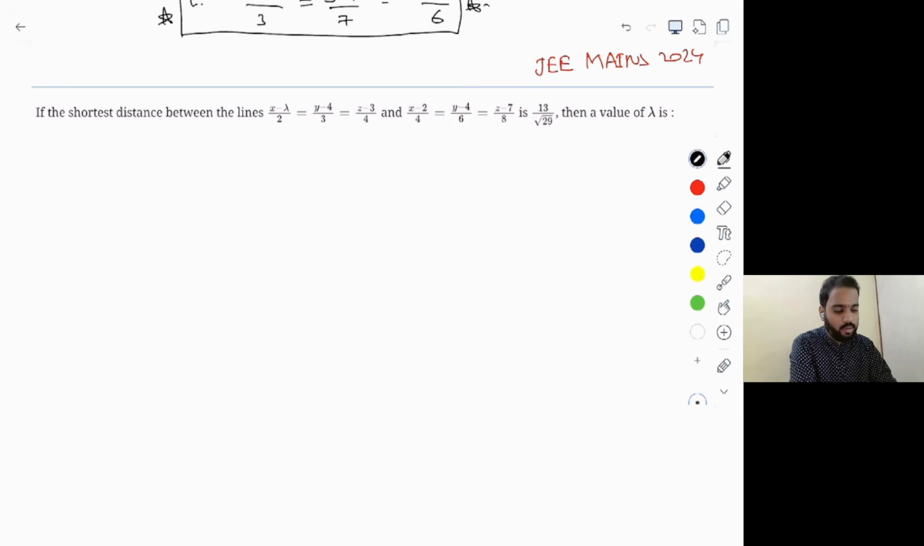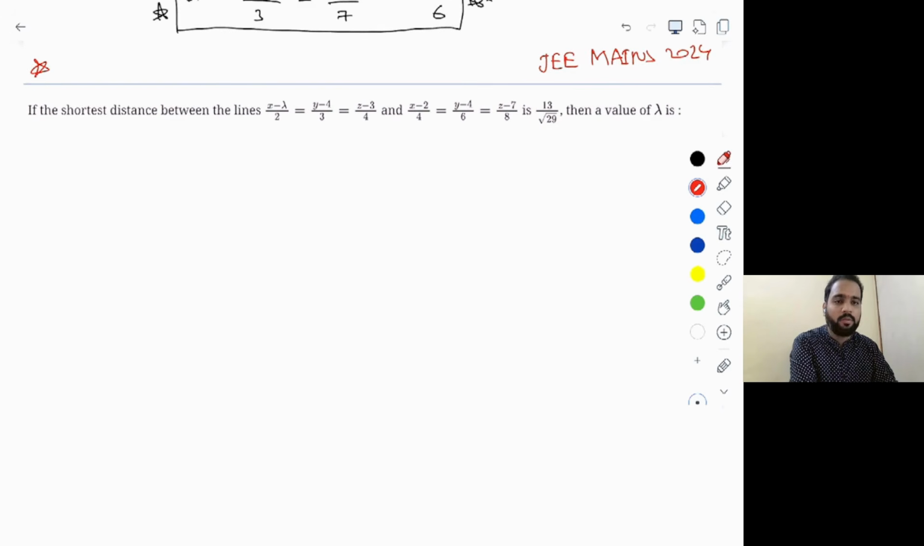Let's take the next question. Now, this was a question from JEE Mains 2024, and this is one of the interesting questions where many students got confused while solving, and I'll tell you the reason. Look at the question. The question looks very simple. Actually, we have to find the shortest distance between the two lines. And we have the parameter lambda in the first line. So given that the shortest distance between the two lines is 13 divided by root 29, we have to find the value of lambda here.